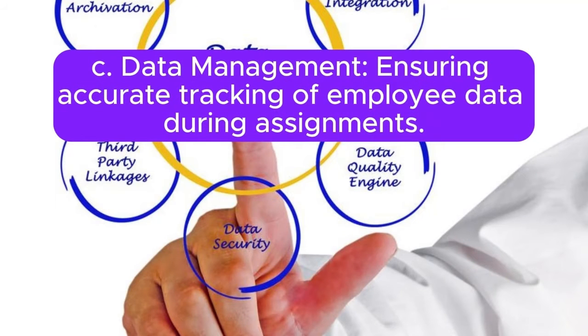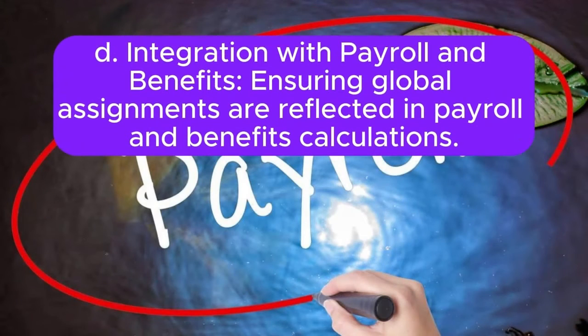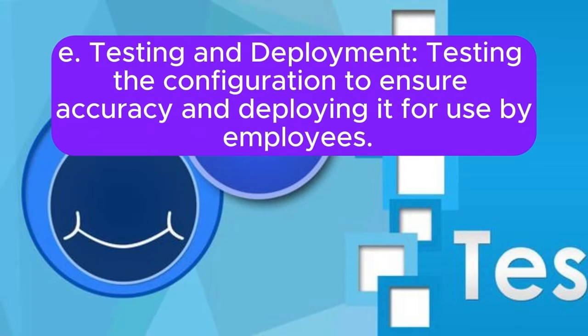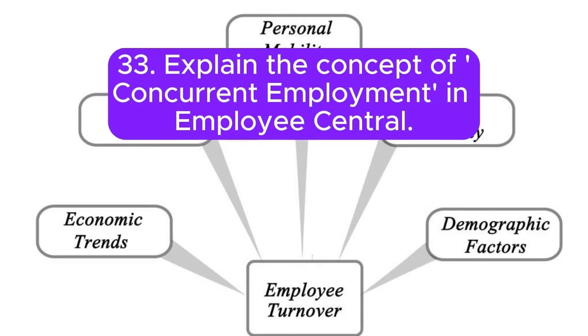C. Data management, ensuring accurate tracking of employee data during assignments. D. Integration with payroll and benefits, ensuring global assignments are reflected in payroll and benefits calculations. E. Testing and deployment, testing the configuration to ensure accuracy and deploying it for use by employees. 33.